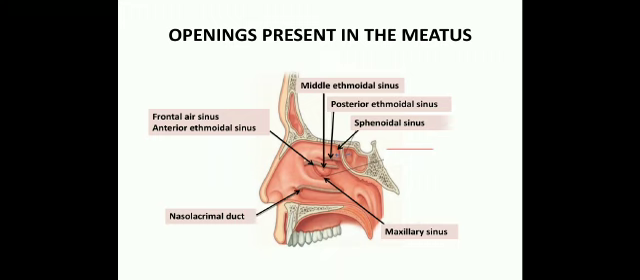So, when we observe, the ethmoidal sinuses are anterior, middle and posterior. The anterior ethmoidal sinus opens in the anterior aspect of the hiatus semilunaris. The middle ethmoidal sinus opens into the ethmoidal bulla, and the posterior ethmoidal sinus opens in the superior meatus.